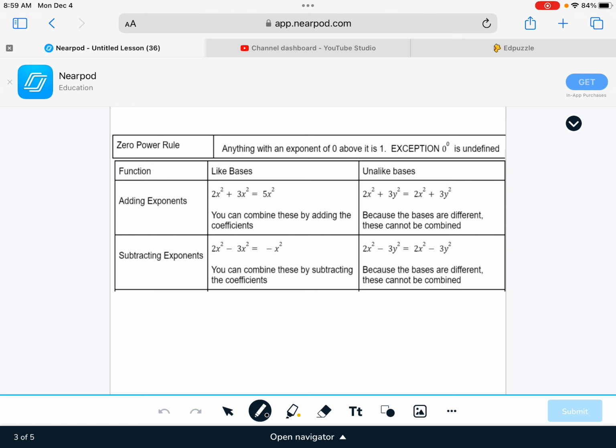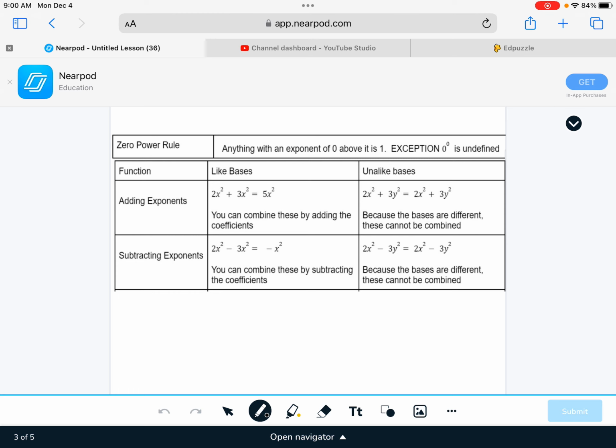The first one that everyone forgets about, but it is actually fundamental, is the zero property, the zero power rule, where anything raised to the 0th power is 1. The only exception to this is 0 raised to the 0, which is undefined. This means that if you have a billion raised to the 0th power, that it is just 1.